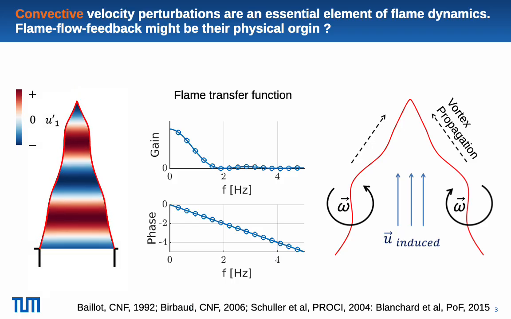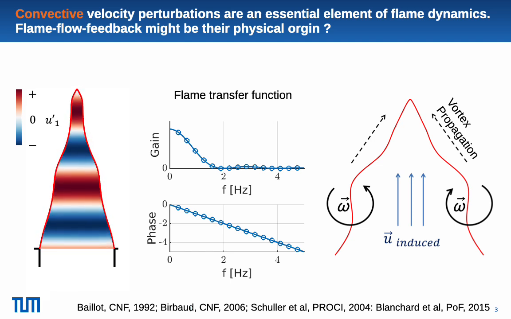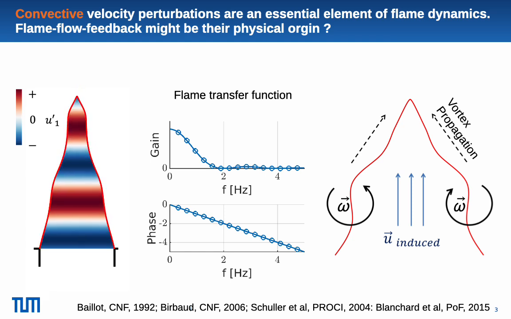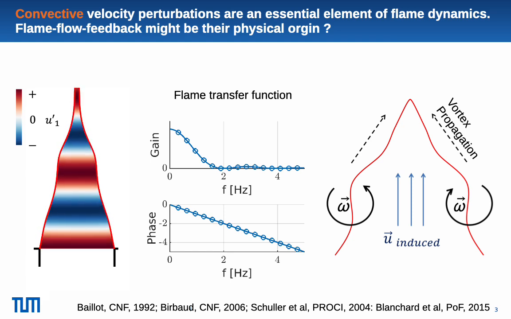Convective velocity perturbations were first discussed by François Baillot and Anne Birbaud. They measured the velocity field inside of the flame cone of a laminar flame with PIV. And they observed in particular at low Strouhal numbers that there are perturbations of velocity that do not travel with the speed of the flow, but that are significantly slower.